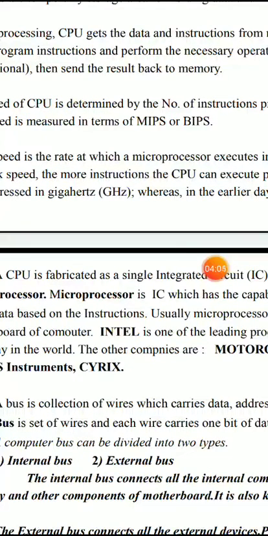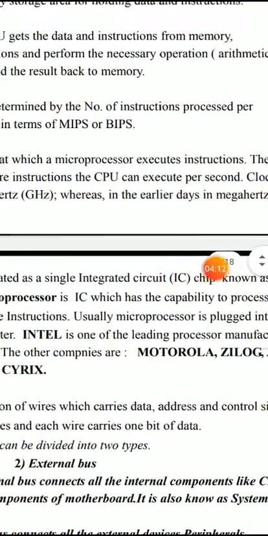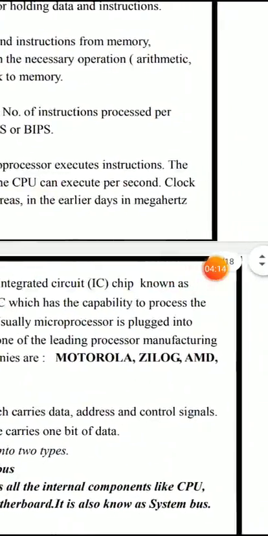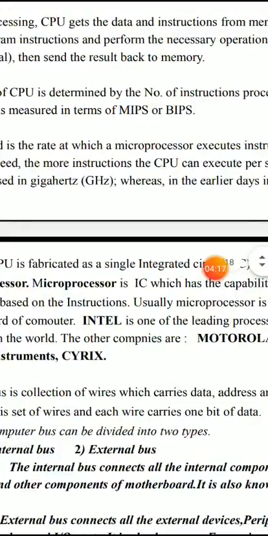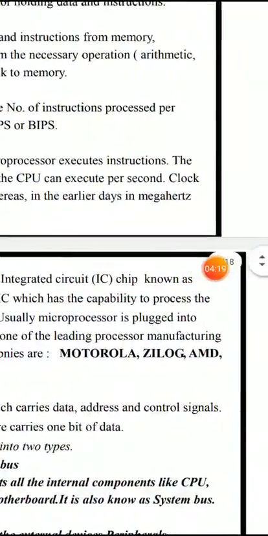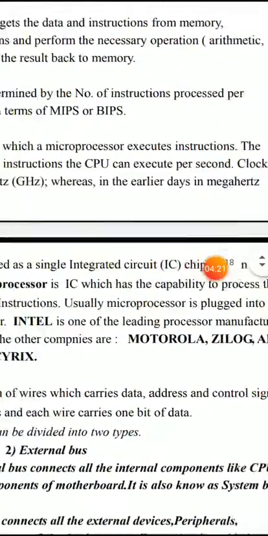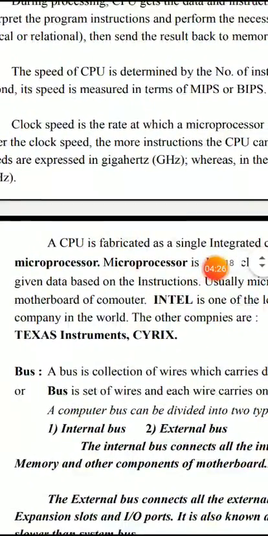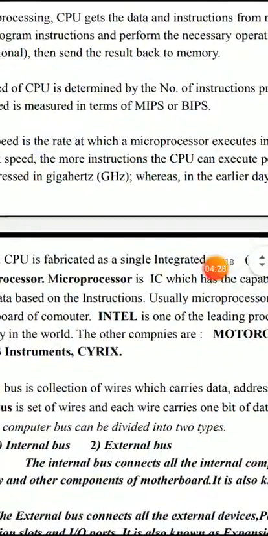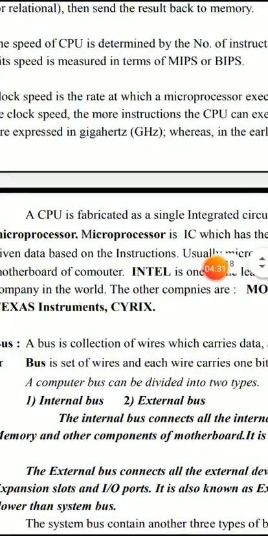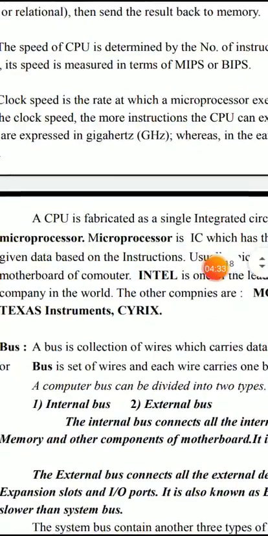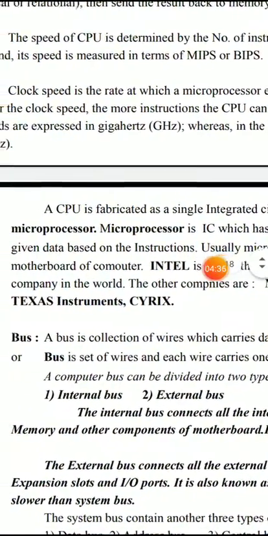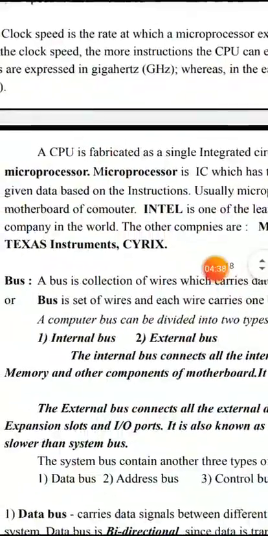The most popular company involved in the design of microprocessors or CPUs is Intel. Intel is one of the leading processor manufacturing companies in the world. The other companies include Motorola, Zilog, AMD, which stands for Advanced Micro Devices, Texas Instruments, Cyrix, etc. These are the names of companies which are involved in the design of a microprocessor or central processing unit of a computer system. So the next part is the bus.